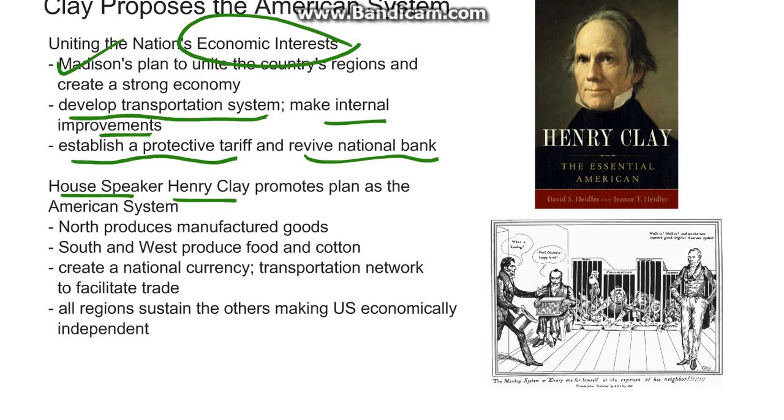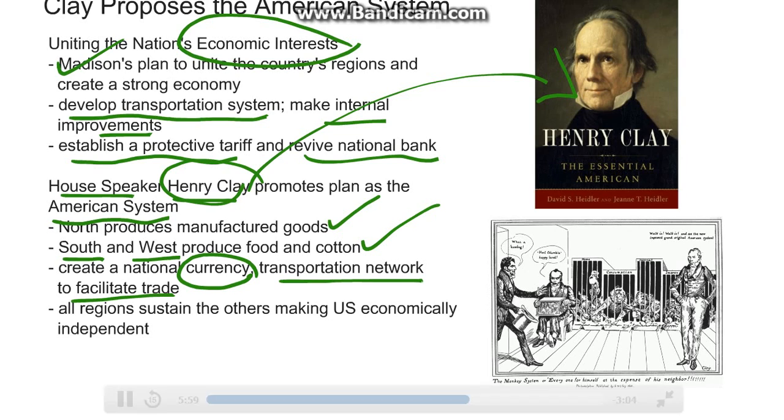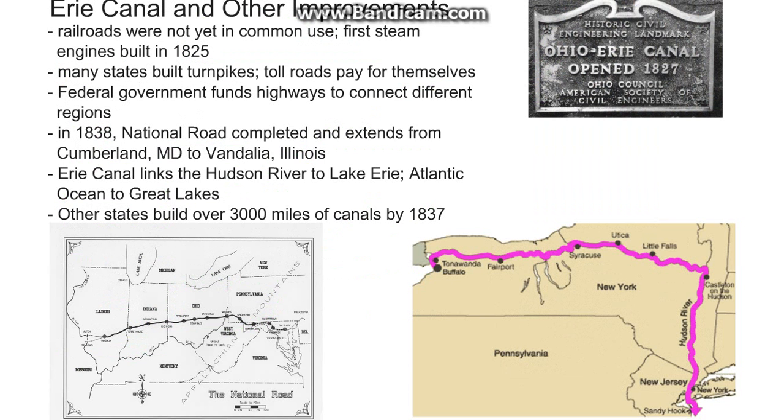The House Speaker, Henry Clay, who is pictured here, promotes the plan as the American system. And in the American system, the North is responsible for producing manufactured goods. The South and the West produce food and cotton. He wanted to also create a national currency and a transportation network which would make it easier to ship goods from one place to the next. All regions in the American system are meant to sustain the others, making the U.S. economically independent, and so they don't have to buy anything from other countries.